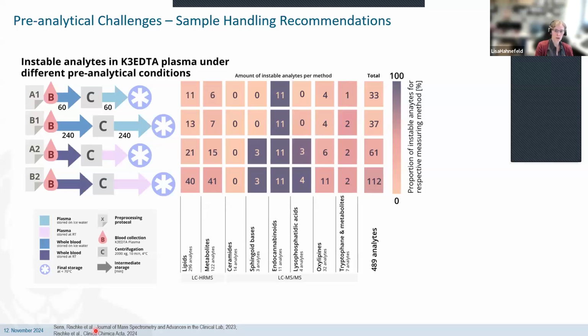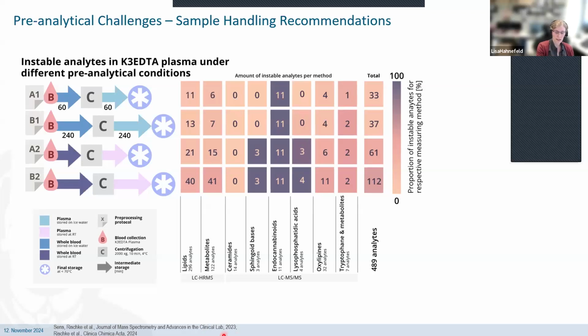And then we tried to loosen those restrictions as much as possible without losing too many compounds. And we actually could extend the time to 4 hours each without losing too many compounds due to instability issues. But of course, this is under cooled conditions. If you now take the same protocols and store the samples at room temperature, we actually might lose quite a lot of compounds. And also, you should consider that there might be some lipids, like the endocannabinoids, which are not stable at all under these conditions.